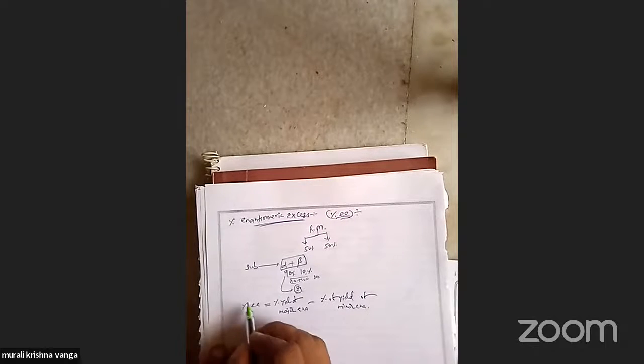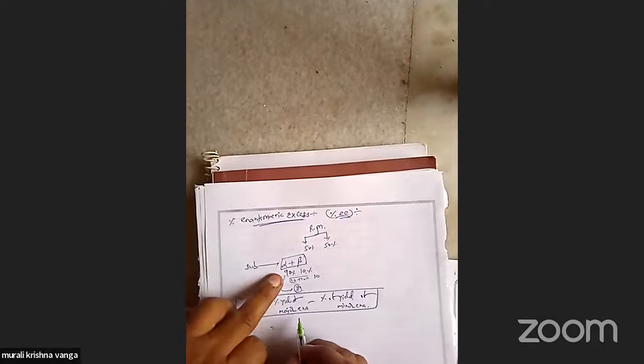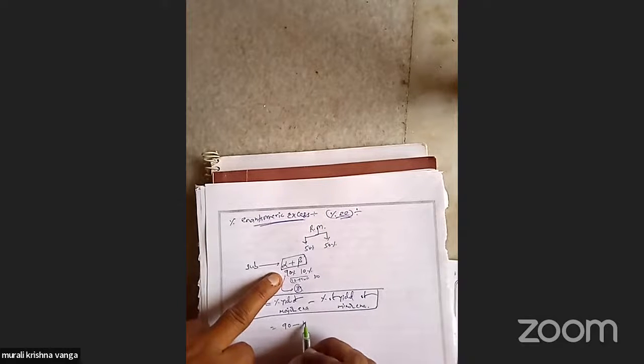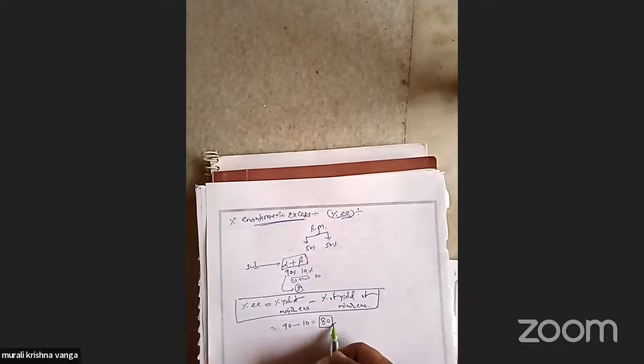Percentage of enantiomeric excess equals percentage of yield of major enantiomer minus percentage of yield of minor enantiomer. So here, how much percentage of major enantiomer? 80%, and minor is 10%. So how much is the enantiomeric excess? 80 is the enantiomeric excess.